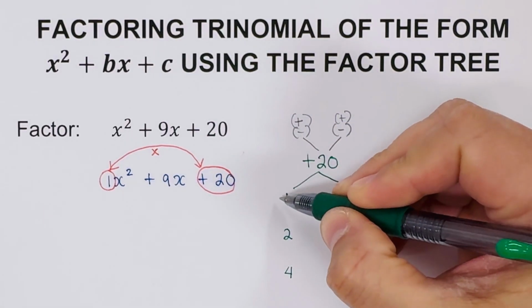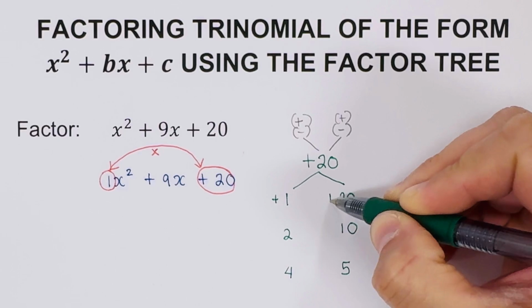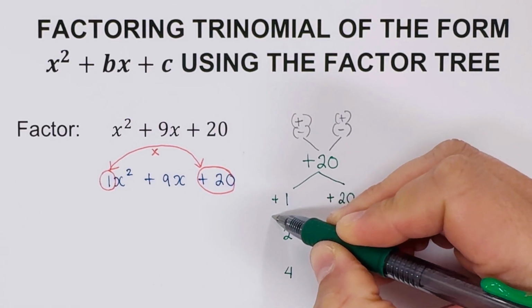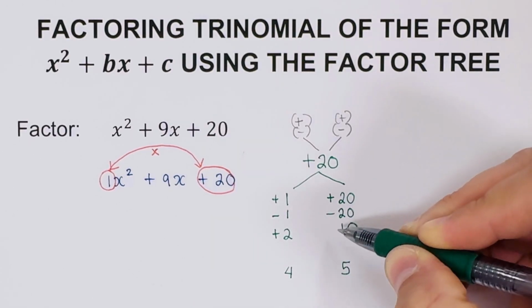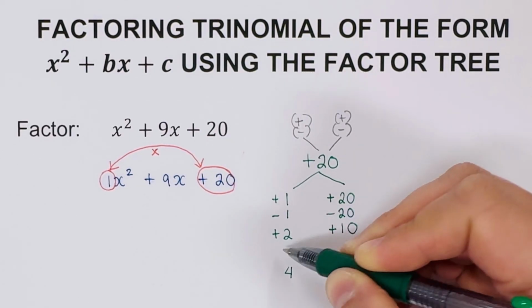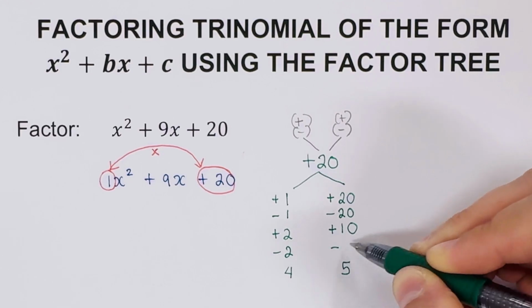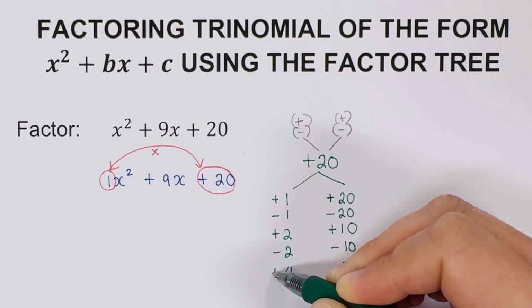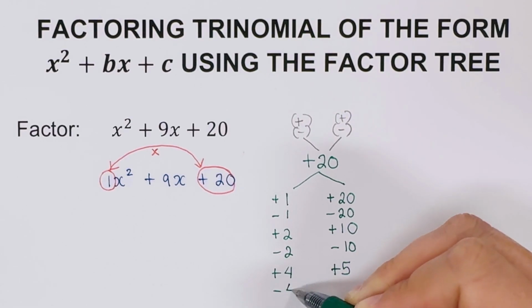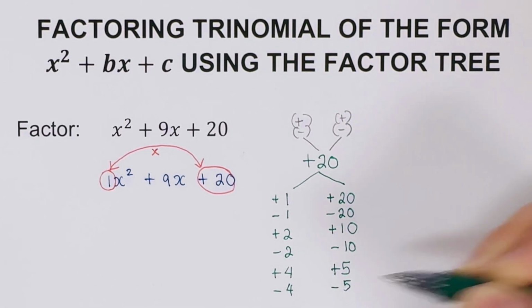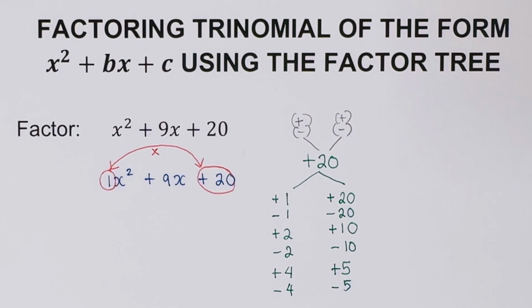So I can go ahead and say this is positive 1 and positive 20. I can also have negative 1 and negative 20. I can have positive 2, positive 10, negative 2, negative 10, and then positive 4, positive 5, and just repeat it, negative 4, negative 5. These are all the possible factors of positive 20.